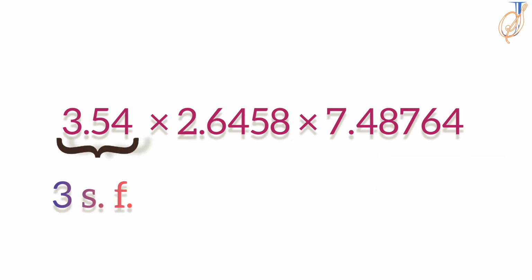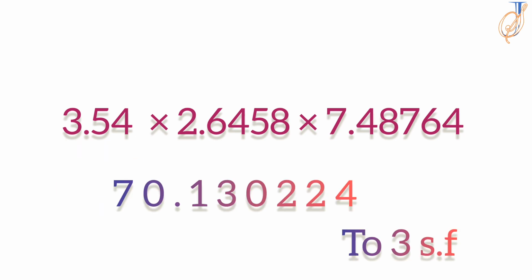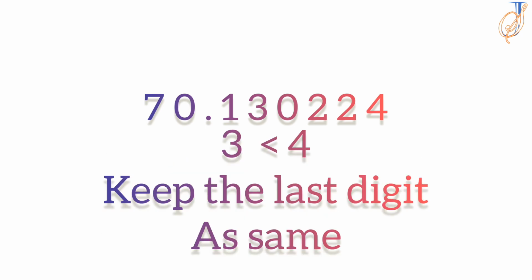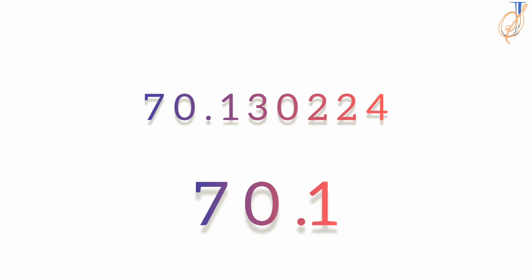You have to round to the lowest significant figure, which is 3.54 with 3 significant figures. You have to round your result to 3 significant figures. You count from left to right: 1, 2, 3. So the number 1 is the number you have to round up or down. We can call this the last digit. The next number 3 is our decider. Here our decider is less than 4, so you keep the last digit the same. You will get the answer 70.13.